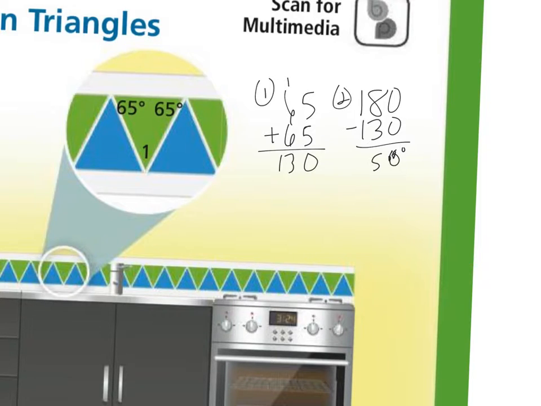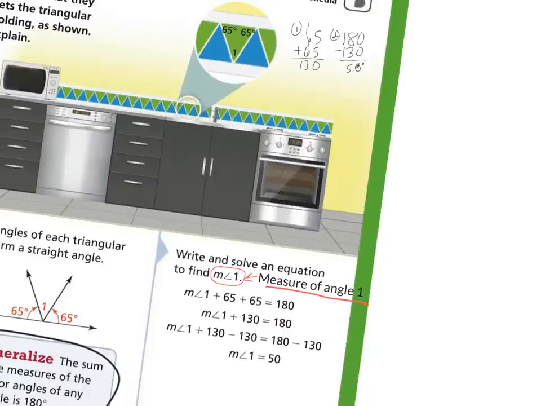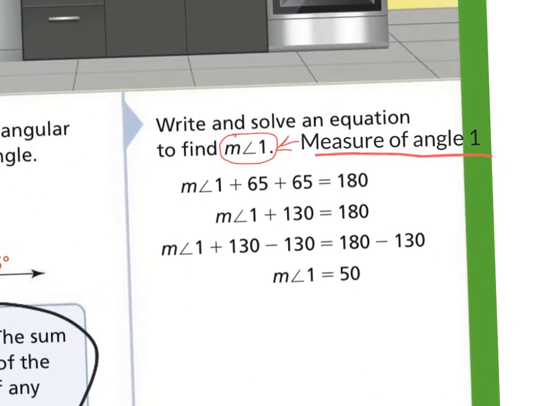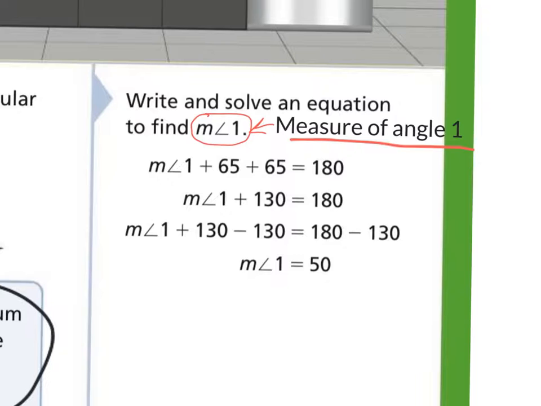If you look at what the book did, they actually wrote an equation. Now, when they write an equation, they've got this thing here that we may or may not be familiar with. It says find m angle 1. M angle 1 means measure of angle 1. So if you see that, that's what they mean. They want us to find what that angle measure is. So that's a little bit different take than what I did.